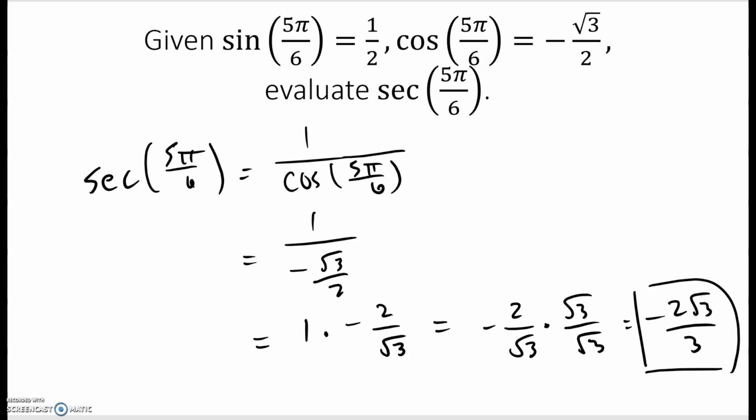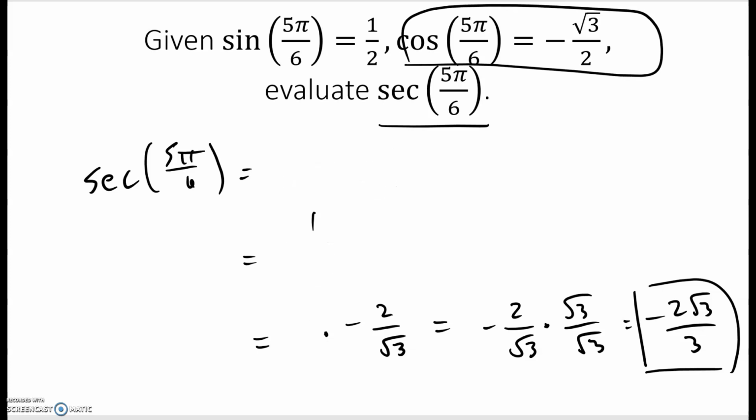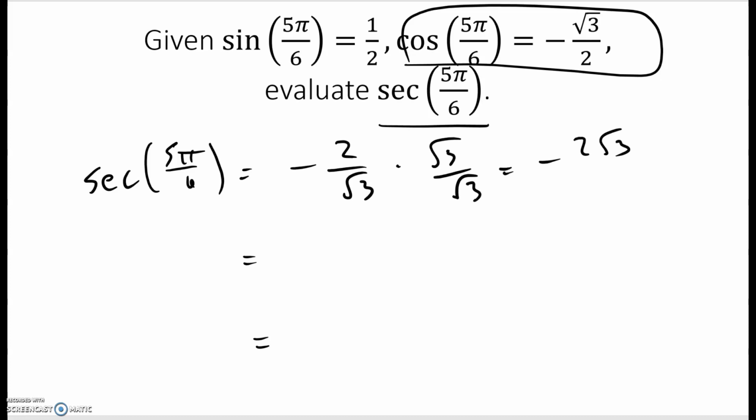Now you don't have to go through this. If you notice that, okay, I'm looking for secant of 5 pi over 6 and they've given me cosine of 5 pi over 6, you don't have to write all of this down right here. All you have to do is take that number and then just flip it and rationalize where you need to. So negative 2 over square root of 3, okay, we'll rationalize that. Negative 2 square root of 3 over 3, and you're done.